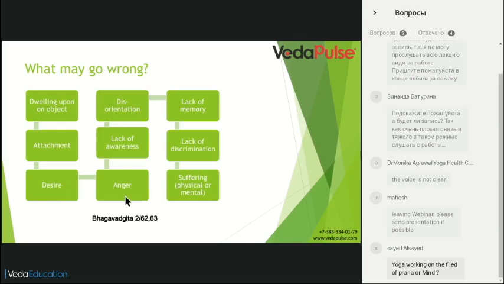And if the desires are not fulfilled, it leads to anger. And once we are angry, we lose awareness of what happens around us, leading to disorientation and then lack of memory.